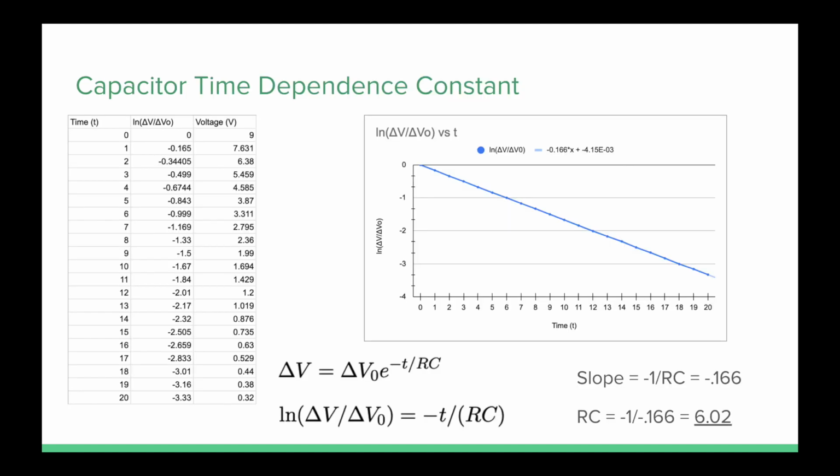In order to determine the time dependence of the capacitor in a loop with a 30 ohm light bulb, we will keep track of the voltage of the capacitor for each second in a 20-second interval. The voltage difference decreases exponentially with time as shown by the upper equation. If we then take the natural log of each side and graph the natural log of delta V over delta V naught, we will get the shown graph. The slope of this graph will give us negative 0.166, which we can set equal to negative 1 over RC. From this we can calculate the time dependence constant to be around 6.02 seconds.